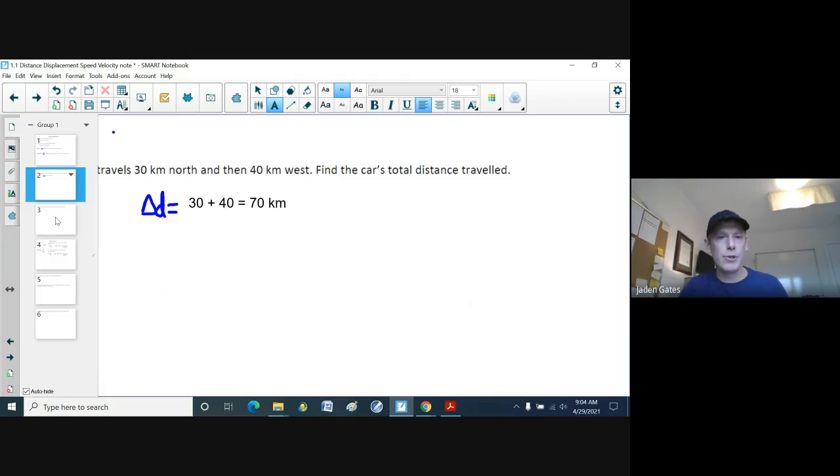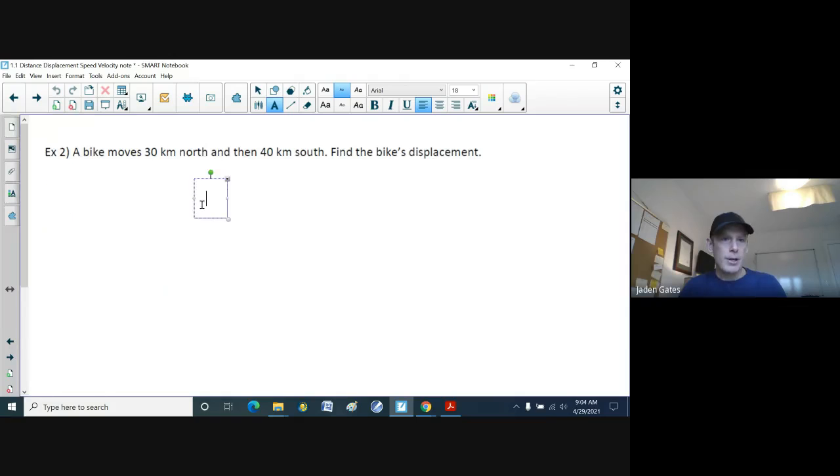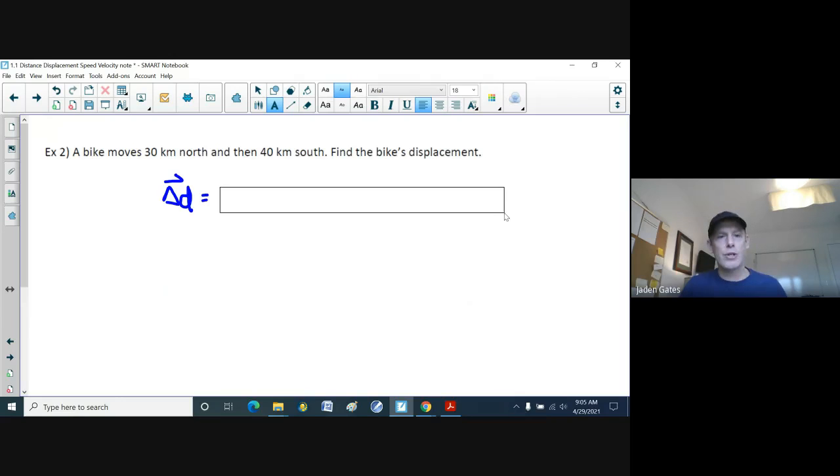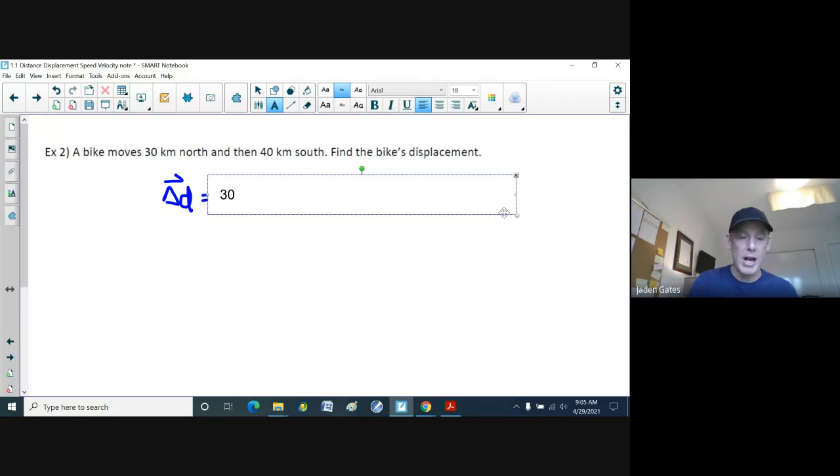Now, here's the other one, where hopefully we'll see the difference. A bike moves 30 kilometers north and then 40 kilometers south. Find the bike's displacement. I'm looking for delta D, but it's displacement, so we have a little arrow on it. What we have to do is take into account the direction. So I'm going to add 30 kilometers north plus 40 kilometers south.